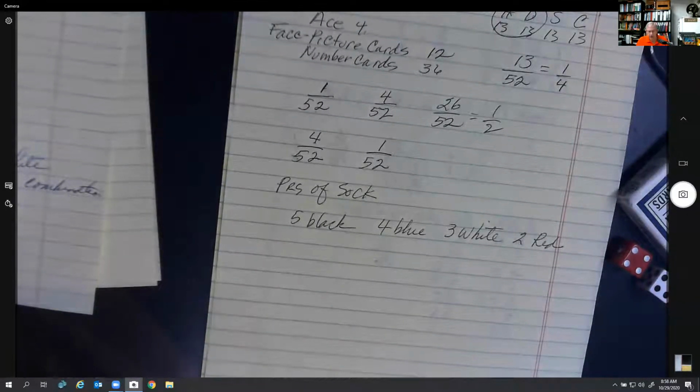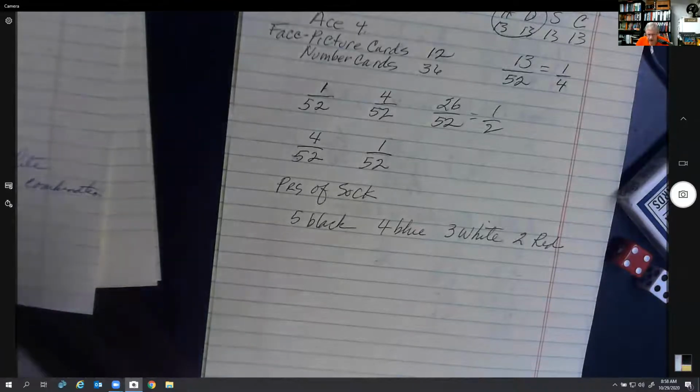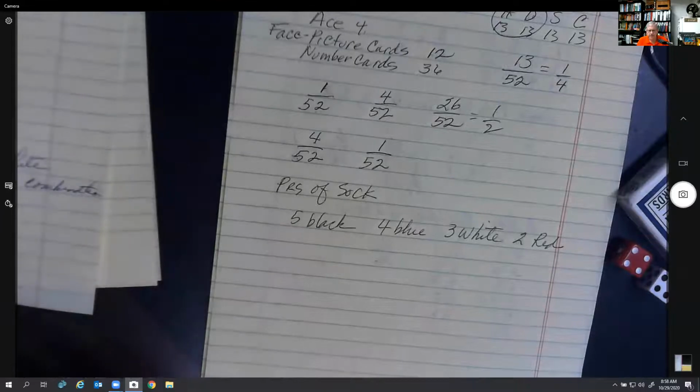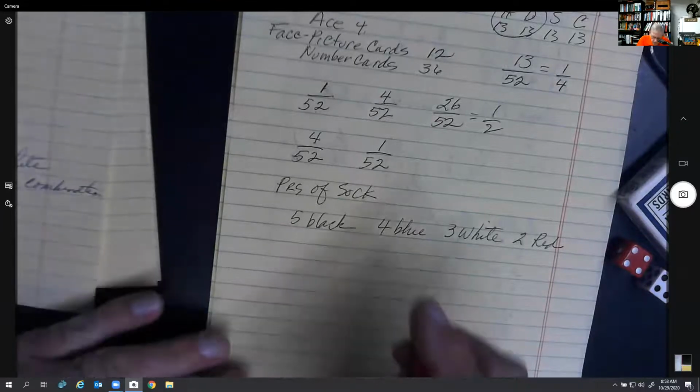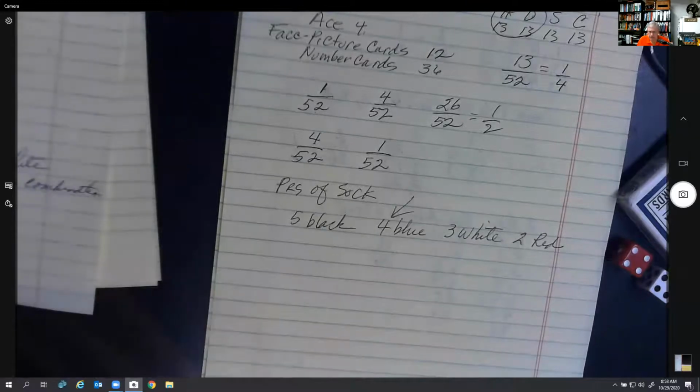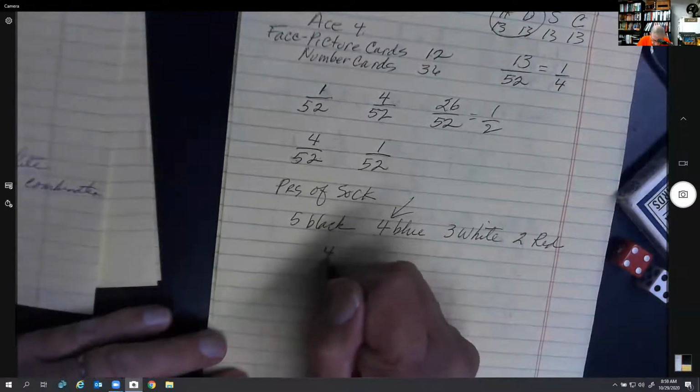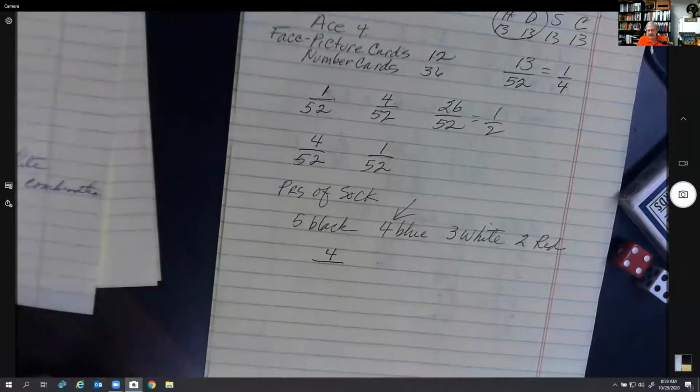I randomly go into the drawer and I have my eyes closed. It's dark, the room's dark. I grab a pair of socks. What's the probability it will be blue? Okay. Well, there's 4 pairs of blue socks. So I have 4 chances that it'd be blue. But out of how many?